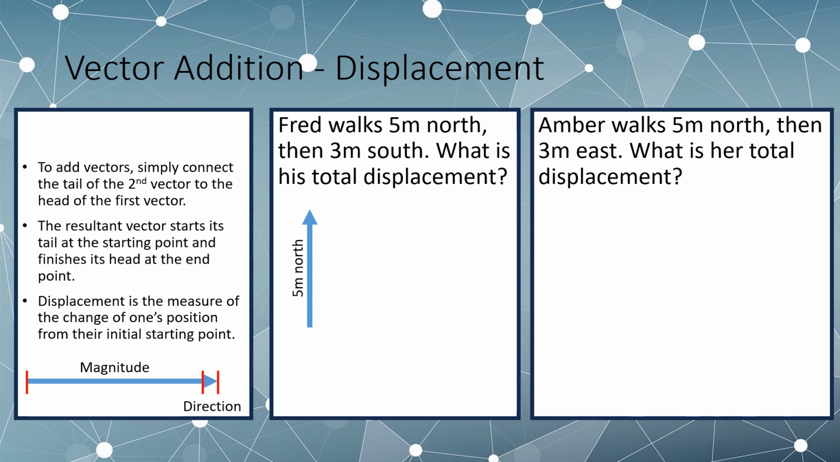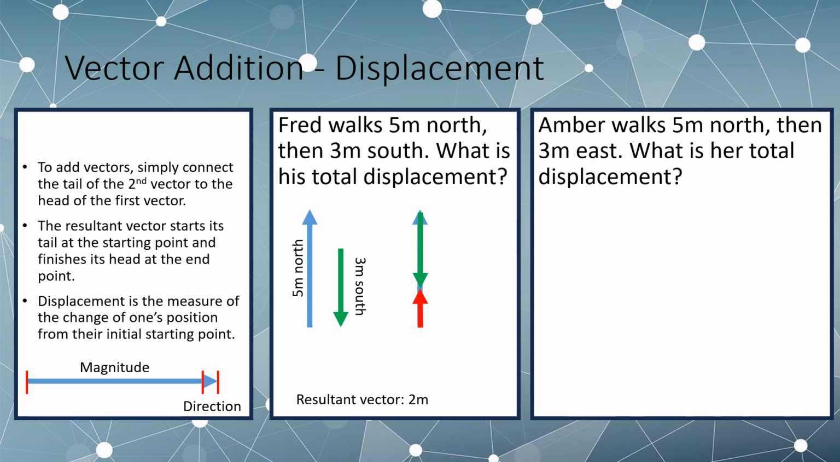Now, looking back at our example from before, when we discussed how to add vectors, we know we simply need to connect the tail of the second vector to the head of the first vector. So, this means in this case, they will overlap as one is going up and down in our diagram. As such, our resultant vector, which starts its tail at the starting point and finishes its head at the end point, is going to make up effectively the difference between these two vectors. Because we have 5 meters north, then 3 meters south, our resultant vector is equal to 2 meters.